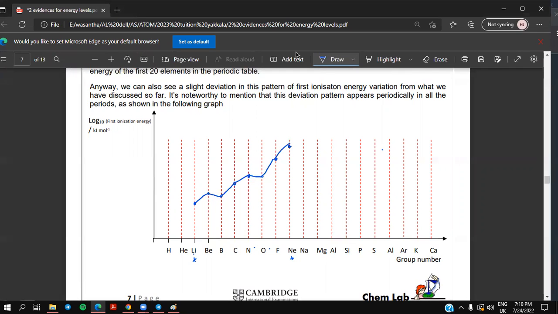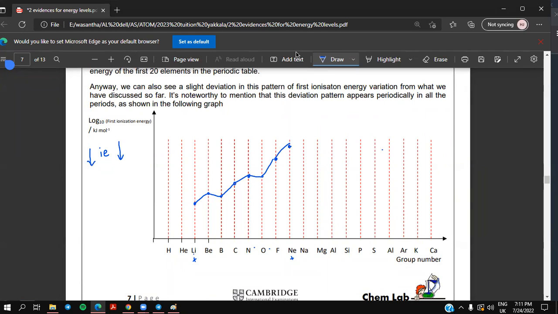See this pattern? Is it increasing continuously? No, it shows a gradual increase. But from group 2 to group 3, it comes down. Group 5 to group 6 also, it comes down. Do you remember now that I told you when you go down the group, ionization energy decreases? Down the group, ionization energy decreases.